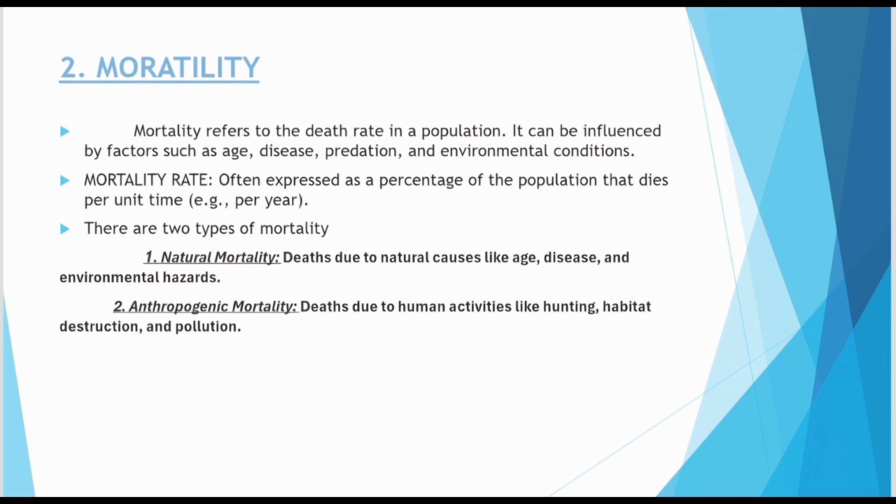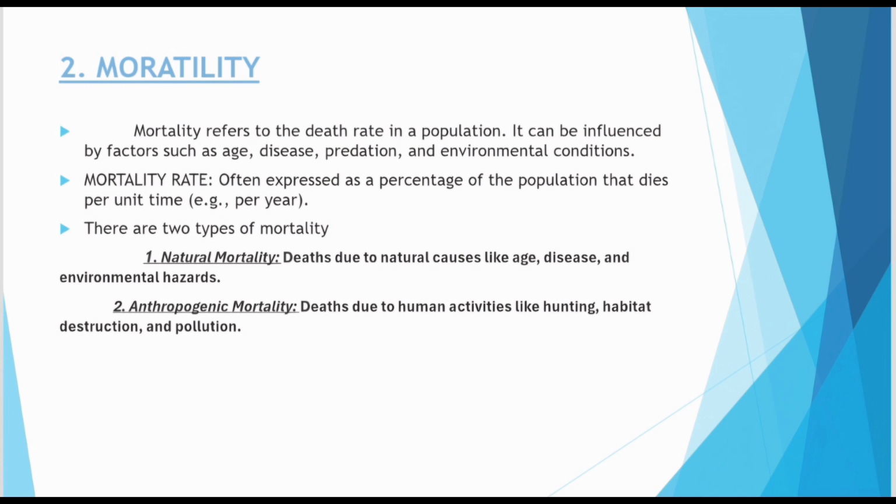There are also two types of mortality. They are natural mortality and anthropogenic mortality. First, coming to natural mortality, from the name itself you can understand what natural mortality is. Natural mortality is deaths due to natural causes like age, disease and many environmental hazards. Coming to the second type of mortality, that is anthropogenic mortality, it is deaths that occur due to human activities like hunting, habitat destruction and pollution.